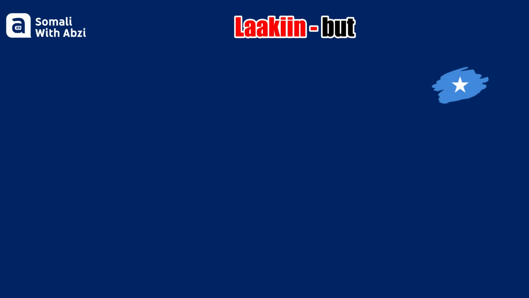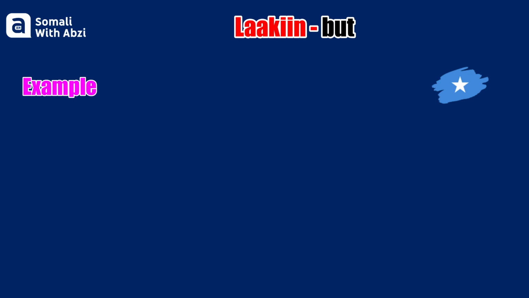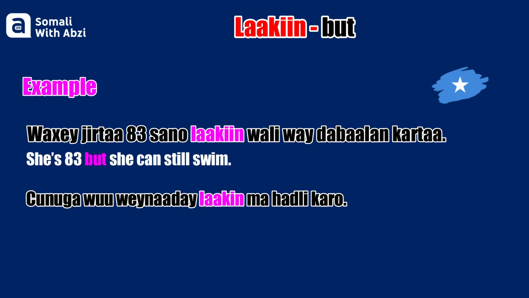We use "laakiin" to say "but" in Somali. Here are very good examples. "Waxay jirtaa 83 sano, laakiin weli way dabaalan kartaa." That means she's 83, but she can still swim. "Cunuga wuu weynaaday, laakiin ma hadli karo." The baby grew up, but he can't talk.